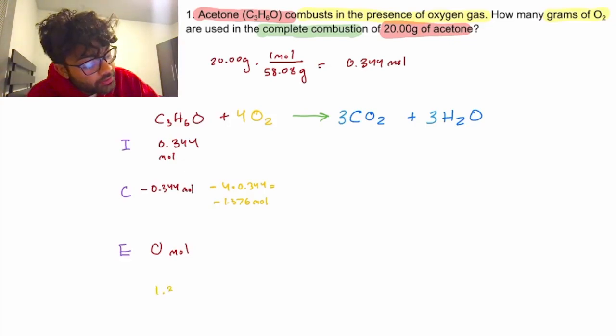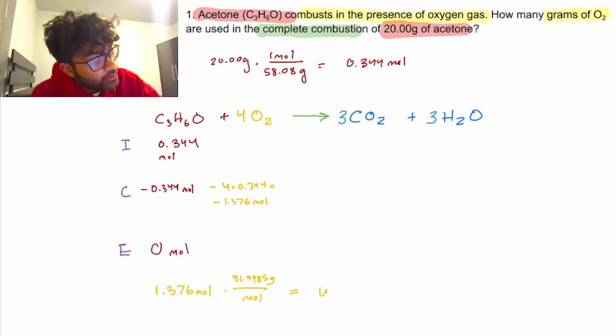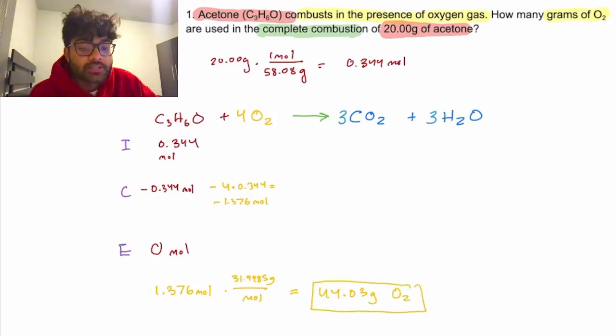If we convert that to grams using the molar mass, so O2 has a molar mass of 31.9985 grams per mole, we get that we have 44.03 grams of O2 that are used up in the process of this reaction.